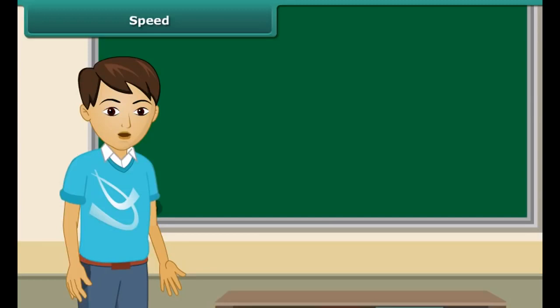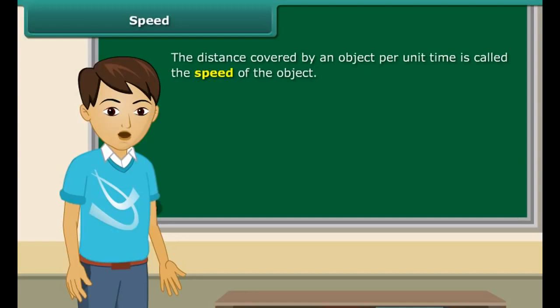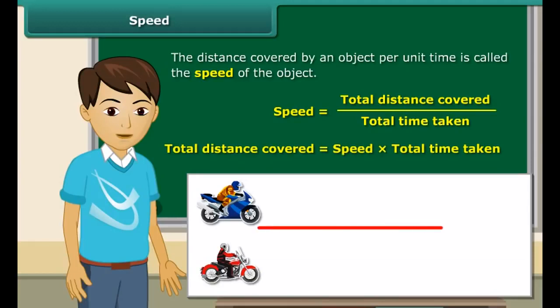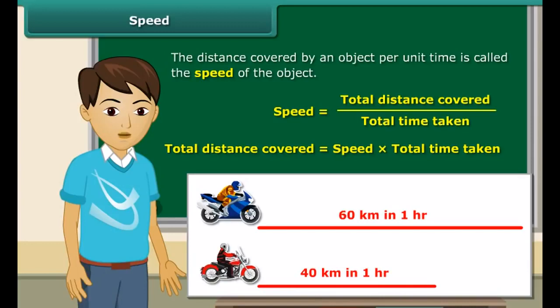So we can say that the object that covers a longer distance in a given time interval than others is faster. The most convenient way of finding out which object moves faster than the others is to calculate and compare the distances covered by all the objects per unit time. The object that covers a greater distance per unit time is quite obviously faster. The distance covered by an object per unit time is called the speed of the object.